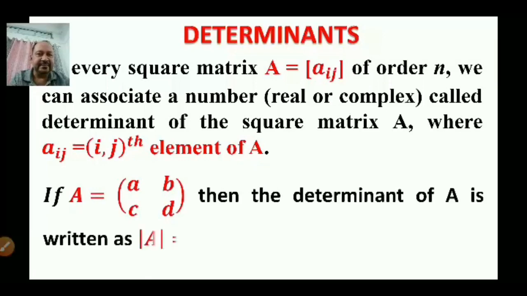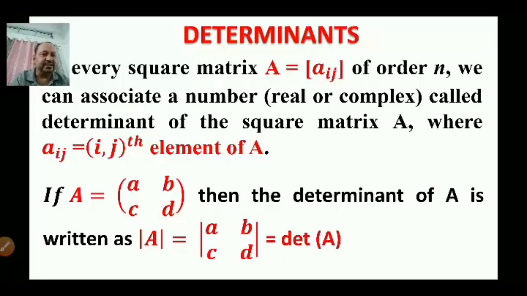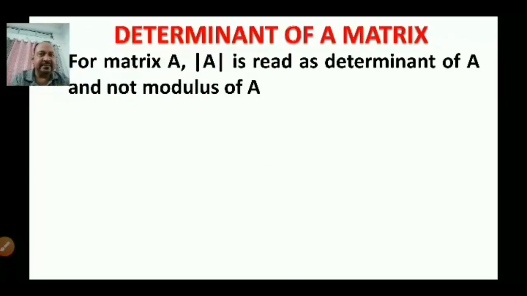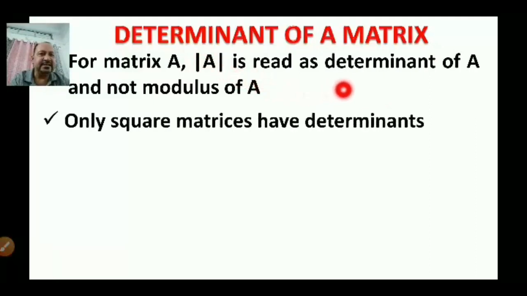So we can write in this way: if A equals the matrix a, b, c, d, then the determinant of A is written as determinant A, and this is the sign of the determinant of A. Determinant of a matrix: determinant A is read as the determinant of the matrix A. It is not the modulus of A. Only a square matrix has a determinant. These are such conditions.